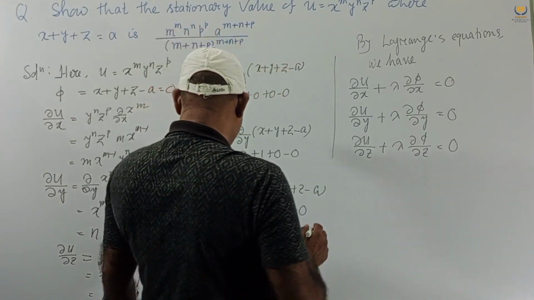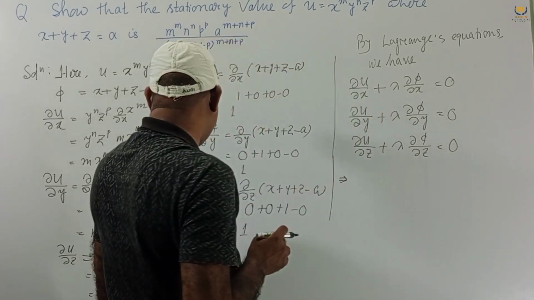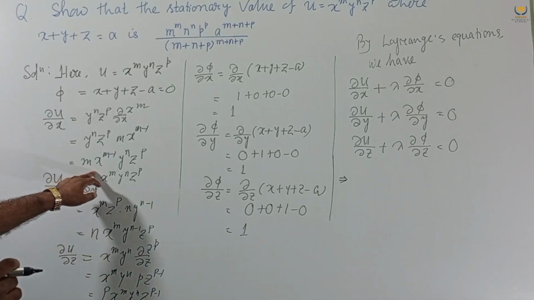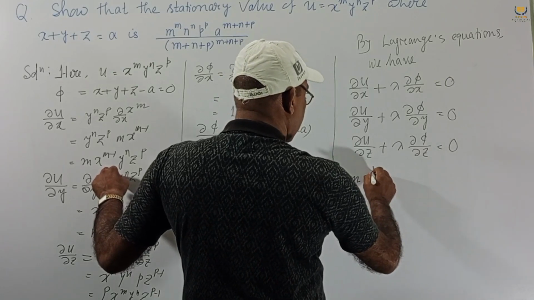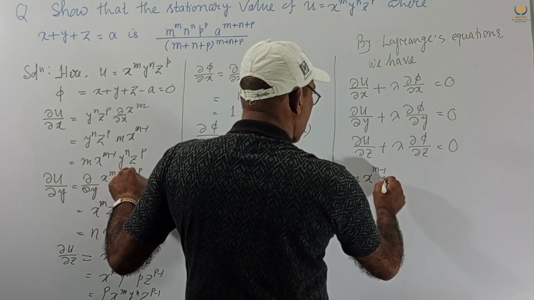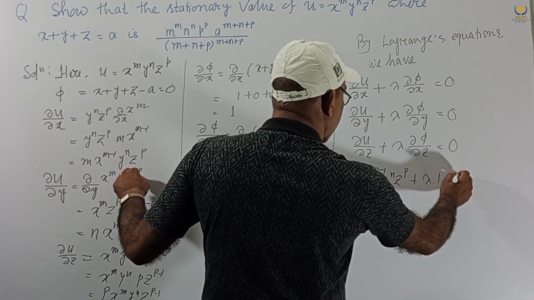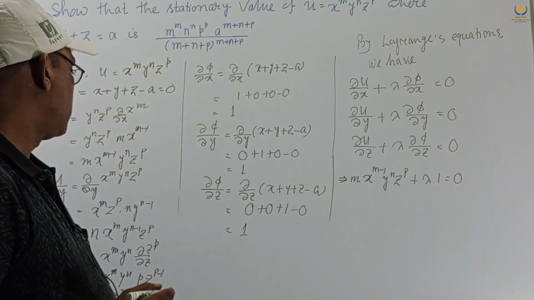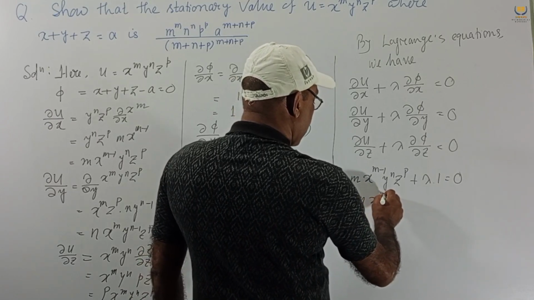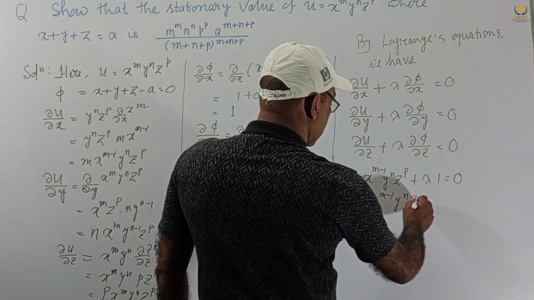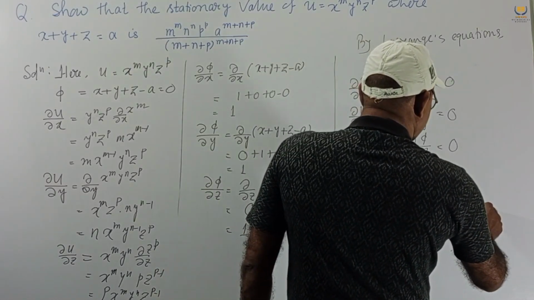And putting the ready-made values, in the first equation, del u del x, we get m x to the power m minus 1, y to the power n, z to the power p plus lambda into 1 equal to 0. We get this one. So this is m x to the power m minus 1, y to the power n, z to the power p plus lambda equal to 0. This is number 1 we consider.